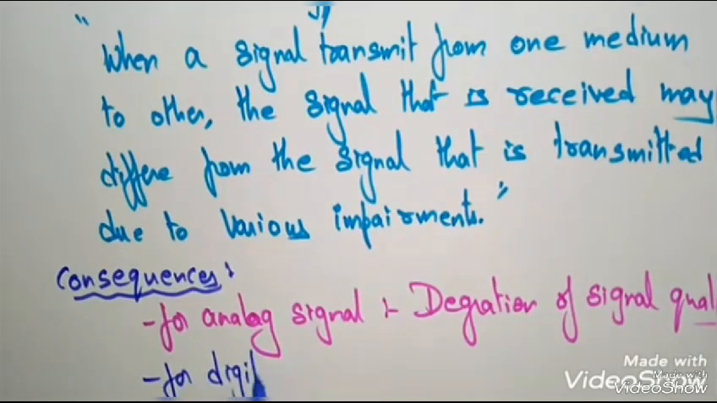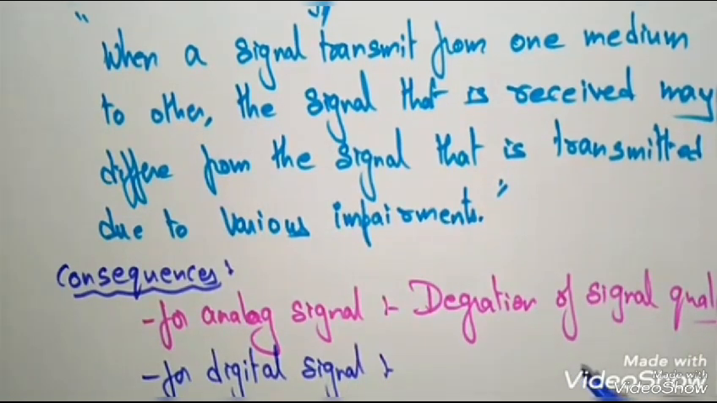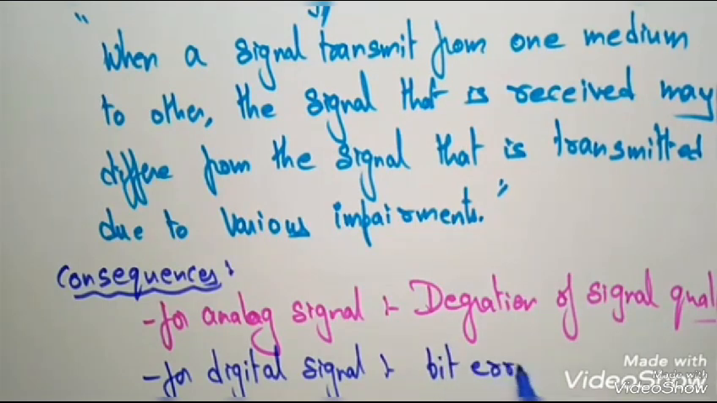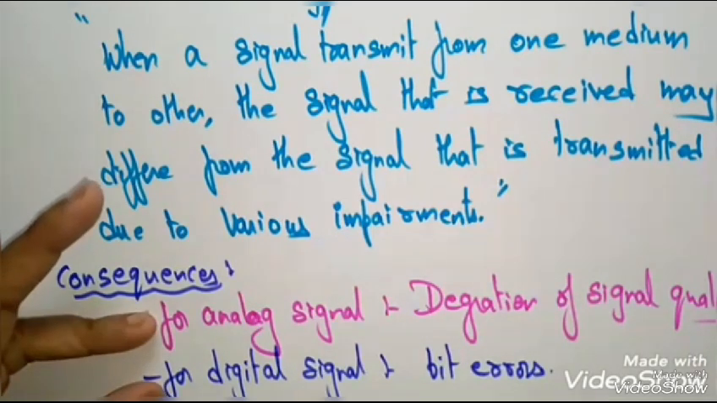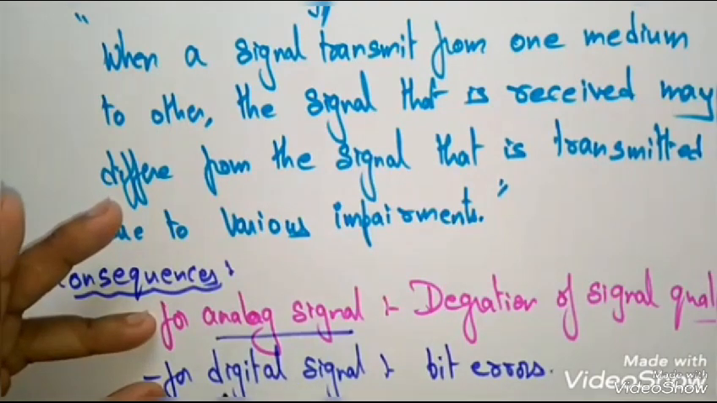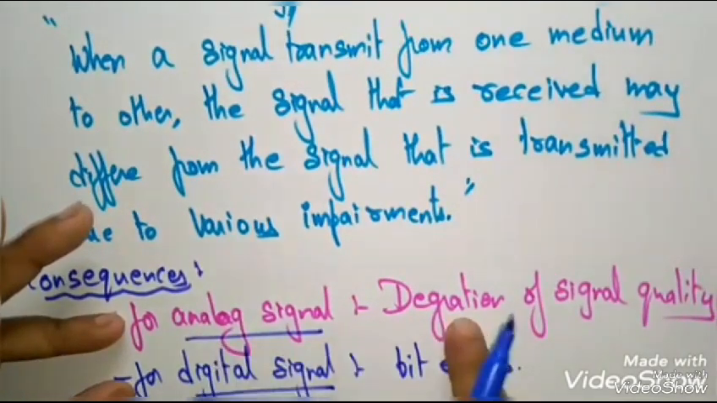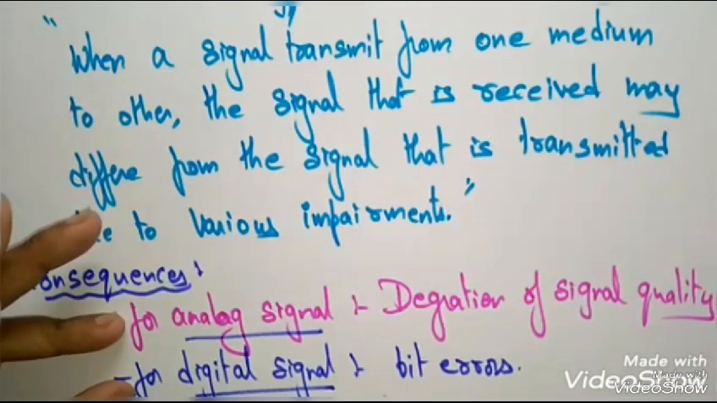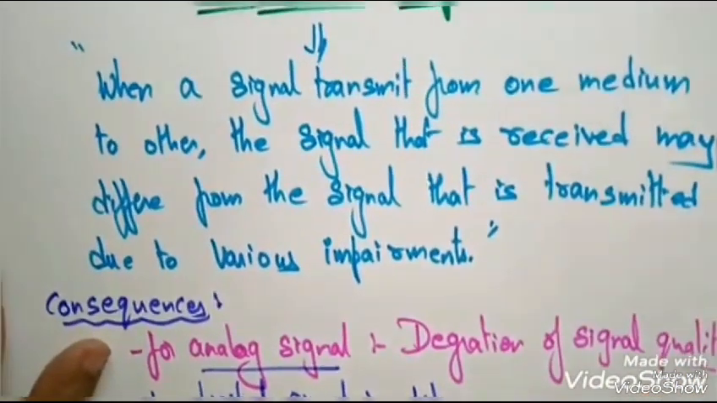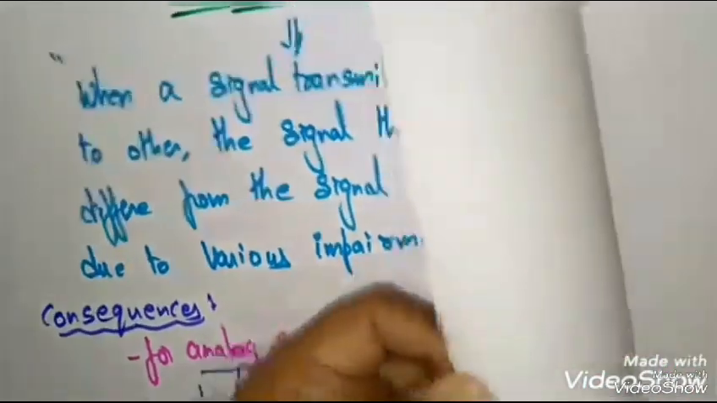Next we see the consequences for digital signals. Simply, it loses some bits. In a digital signal, we already know that a digital signal is composed of zeros and ones. These bits, the zeros and ones, can be lost. This is called a bit error. So there may occur some bit errors in a digital signal. These are the two consequences: for analog signals, it degrades the quality of the signal, and for digital signals, it produces bit errors.